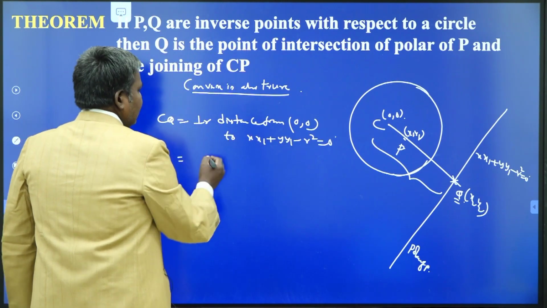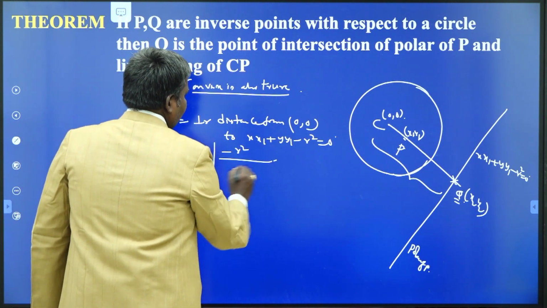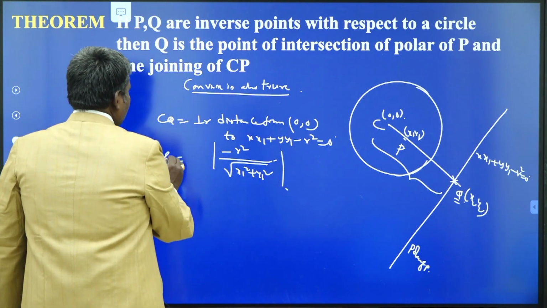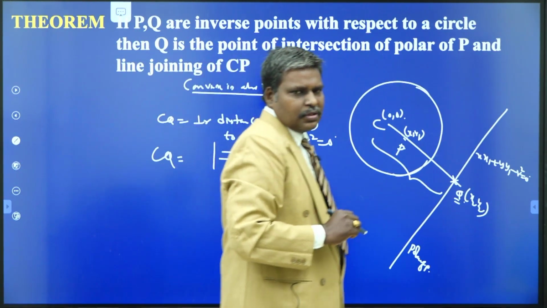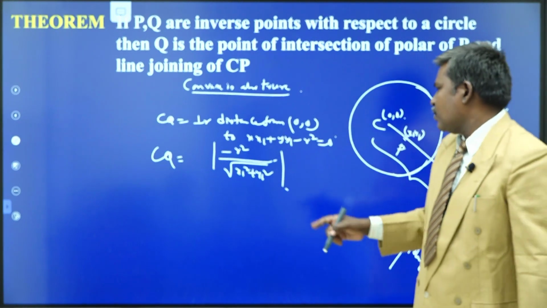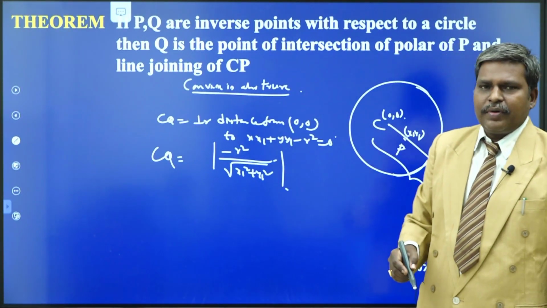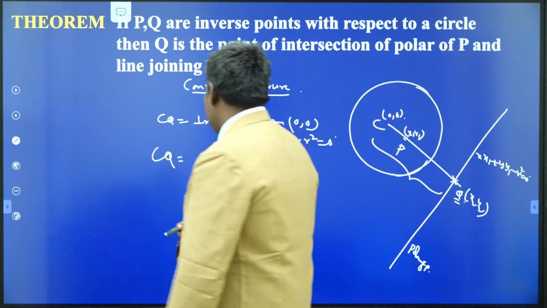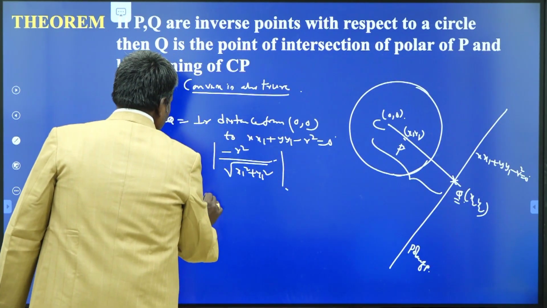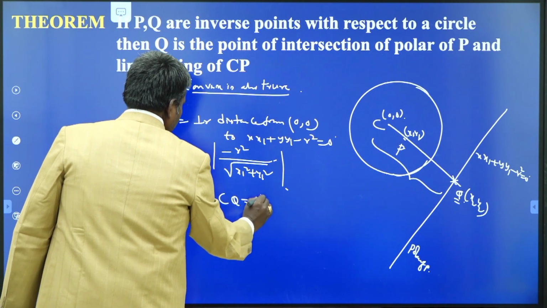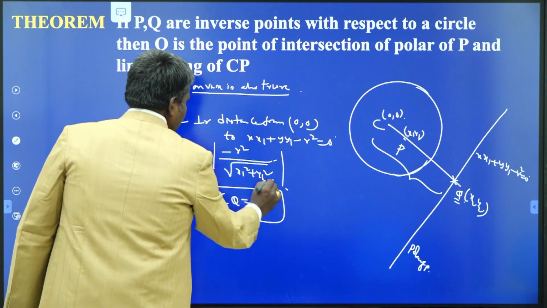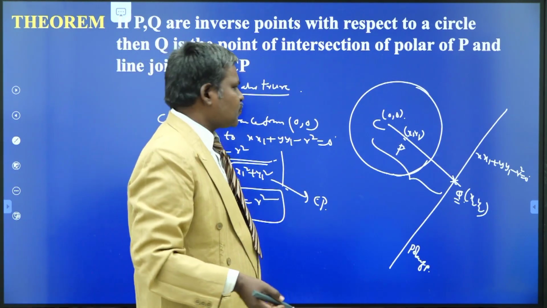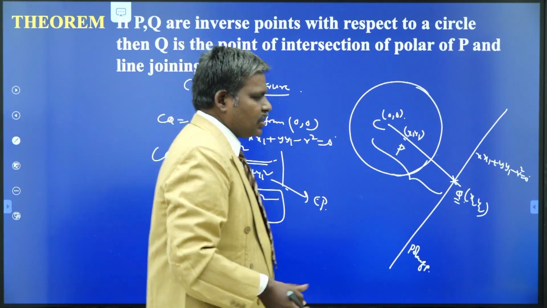So what is the perpendicular distance? That is modulus of minus r square by root of x1 square plus y1 square. What is this one? CQ. The game is over. What is root of x1 square plus y1 square? Root of x1 square plus y1 square is nothing but CP. Implies CP into CQ is equal to r square. This is your CP, the distance from C to P. C is (0, 0), P is (x1, y1). Clear? CP into CQ equal to r square.